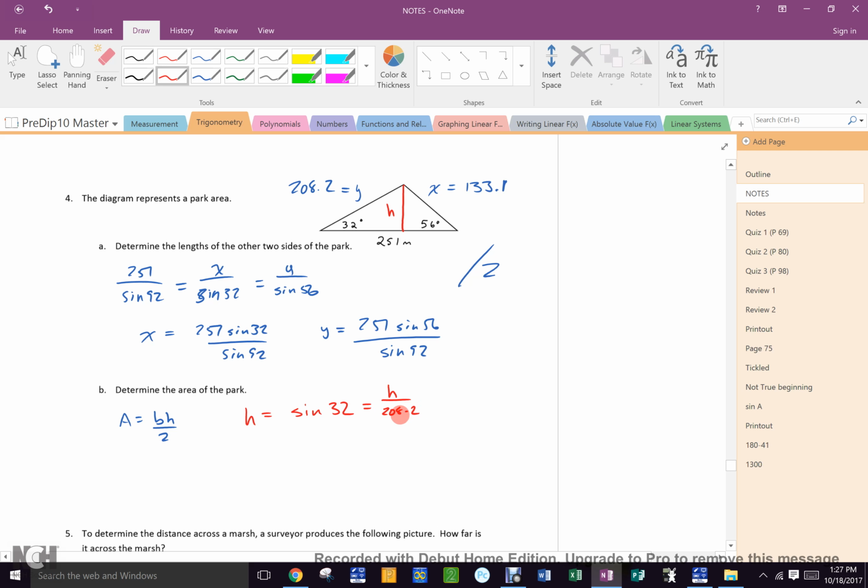110.3, which comes over to here, 251 times 110.3 divided by 2, which equals 13,805. Sounds good, 13,000.